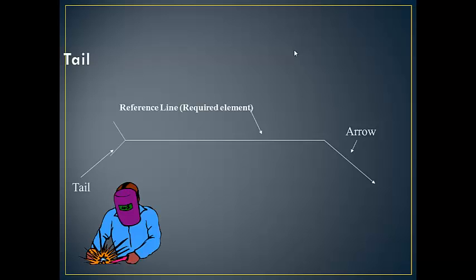The tail is an indication of where the joint starts.